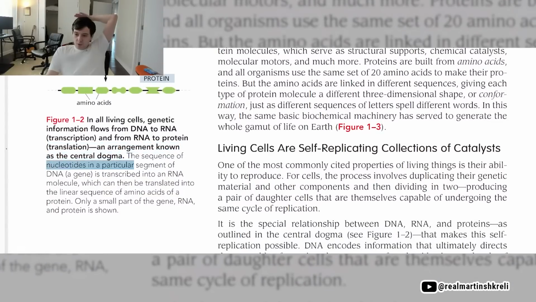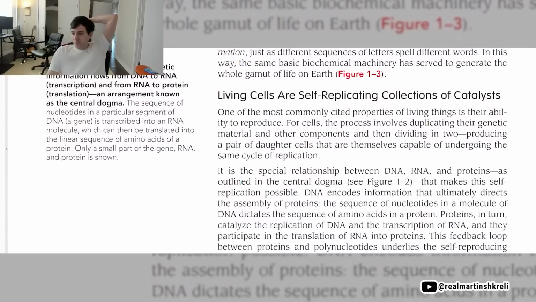The sequence of nucleotides in a particular segment of DNA, which is a gene, is transcribed into an RNA molecule, which can then be translated into the linear sequence of amino acids of a protein. Only a small part of the gene, the RNA and protein, is shown. All right, living cells are self-replicating collections of catalysts. That's a great way to put it.